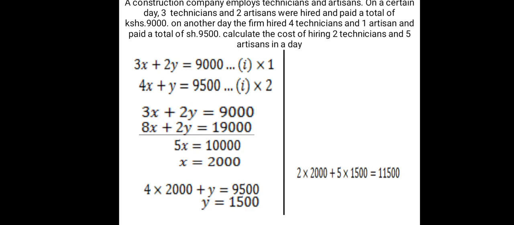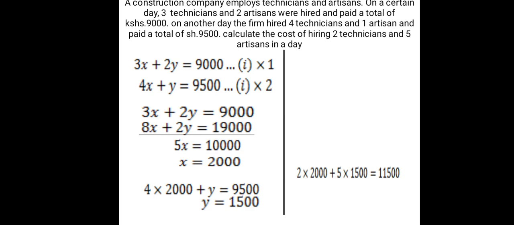A construction company employs technicians and artisans. On a certain day, 3 technicians and 2 artisans were hired and paid a total of 9,000 shillings. On another day, the firm hired 4 technicians and 1 artisan and paid a total of 9,500 shillings. Calculate the cost of hiring 2 technicians and 5 artisans in a day.